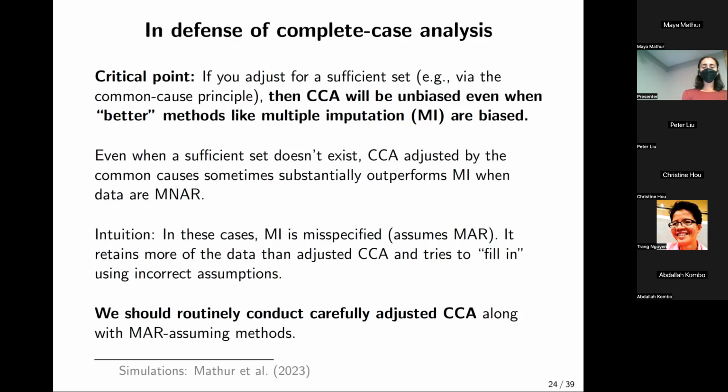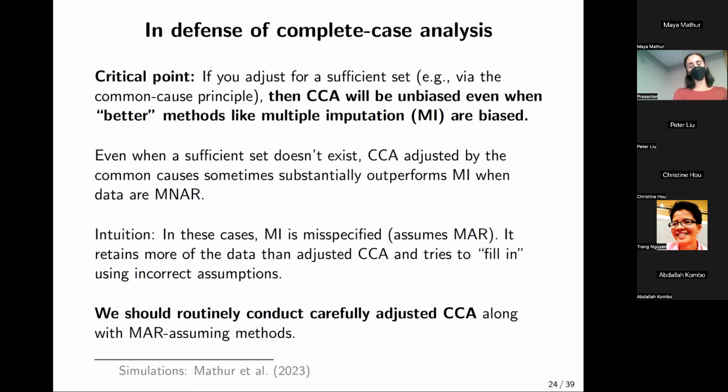In simulations, we found that often, even when a sufficient set actually does not exist, adjusting for the common causes of R and Y in complete case analysis may still substantially outperform multiple imputation in missing not at random settings. So adjusting for the common causes might help the complete case analysis do better. It might even do better than methods that assume missing at random. Now, I'm not claiming that this holds always, but it does hold in a number of cases.